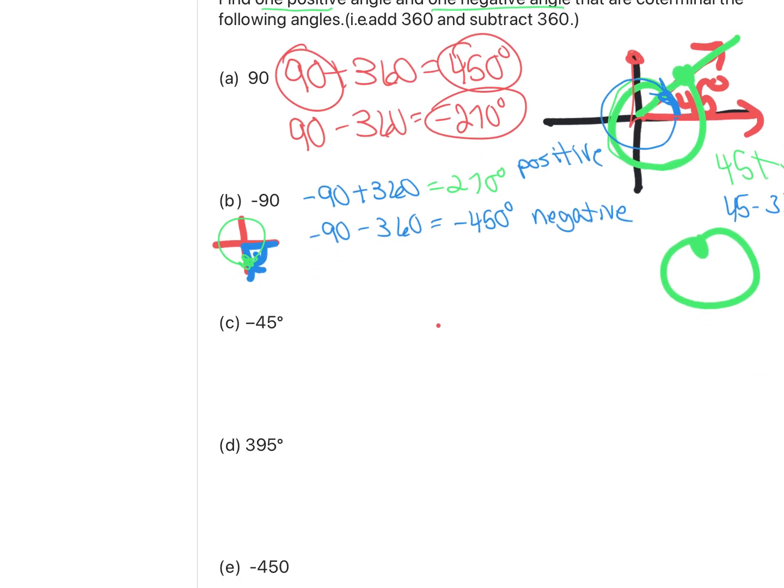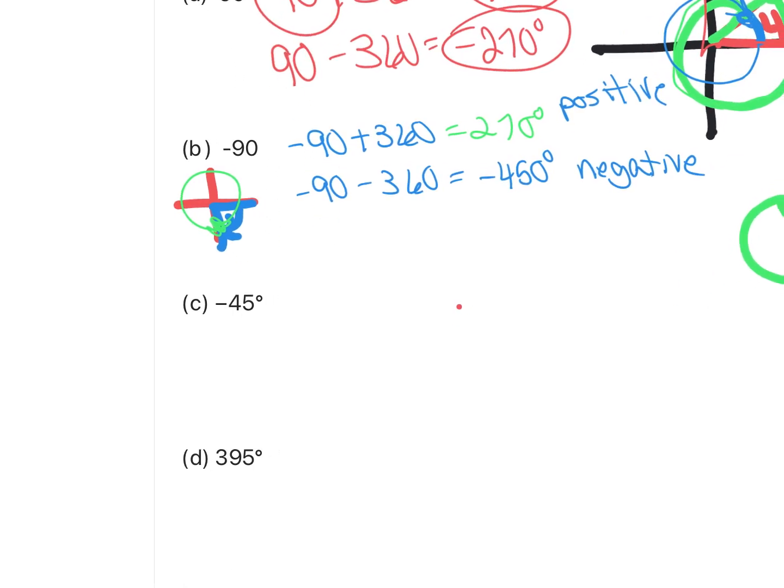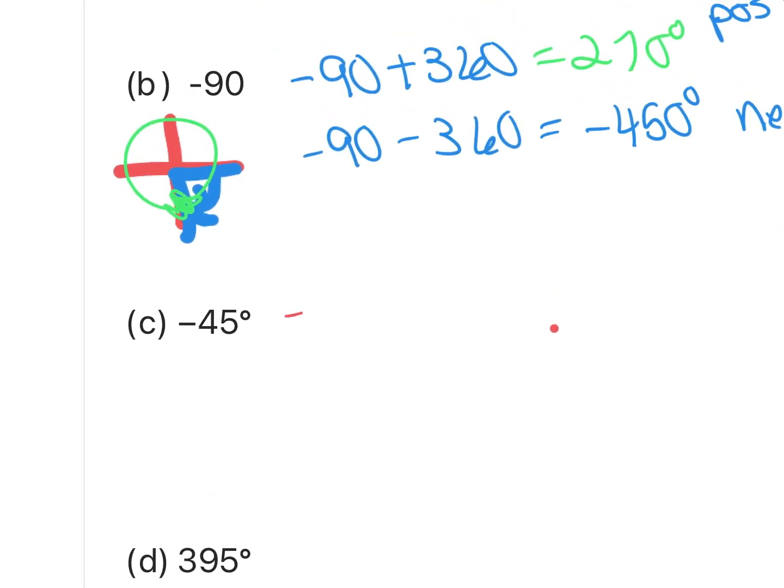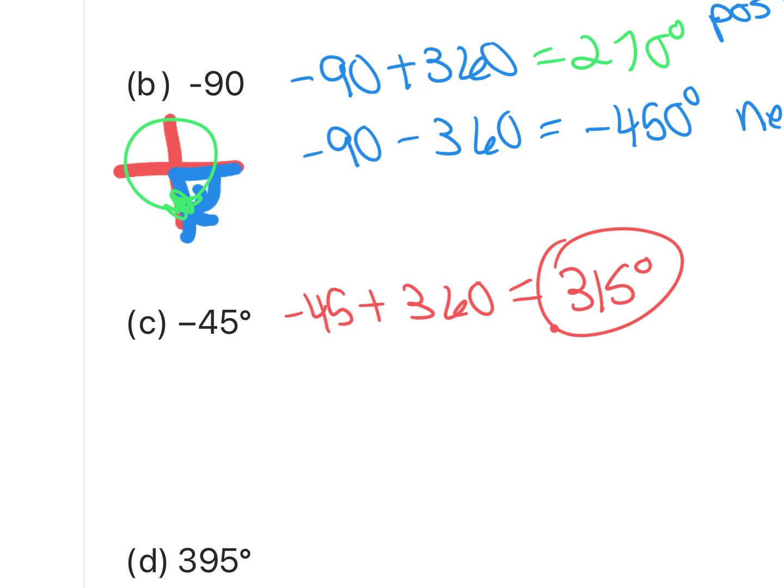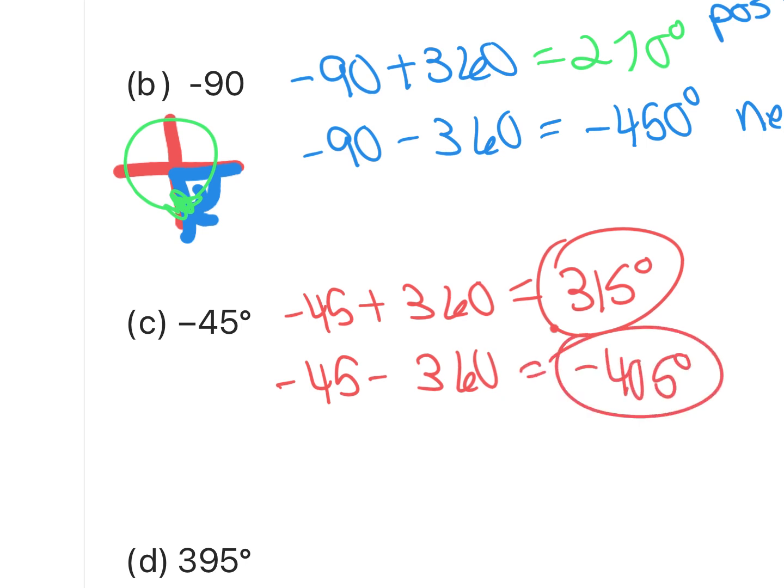Okay, so let's do a couple more examples here. I'm not going to sketch them every time, but if we've got negative 45, if I add 360, that's going to give me 315 degrees. Same location on my graph, it's coterminal, just a different angle at the same position. Or I could go negative 45 minus 360, which is going to be negative 405. That just means I'm at the same position, just a different number of degrees.